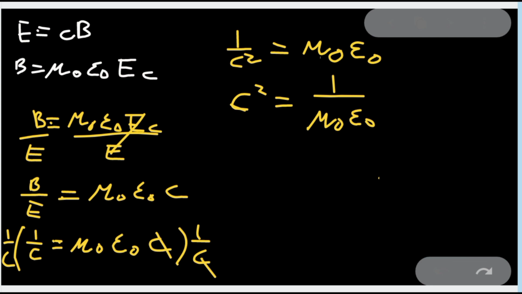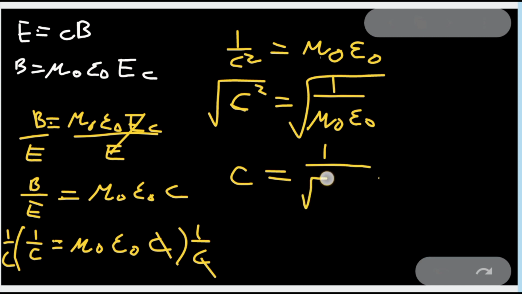And let's get the square root of both sides. So we have now C is equal to the square root of 1, which is 1, over the square root of permeability of space times the permittivity of space. Now, we already get the equation for the speed of light. Now it's time to check if it is the right equation for finding the value of the speed of light. Again, our equation we derived is C is equal to 1 over square root of mu naught times epsilon naught.